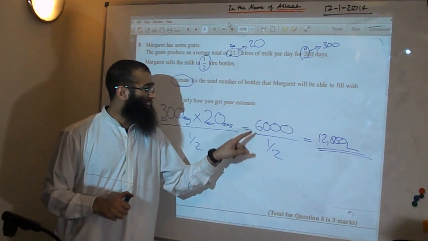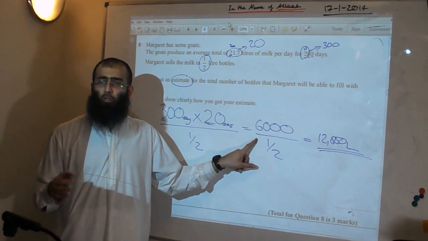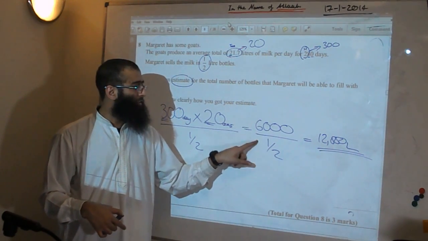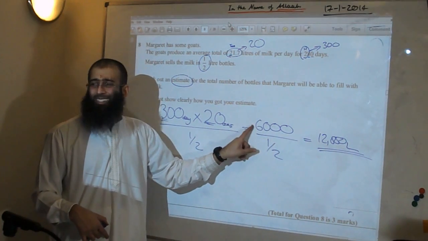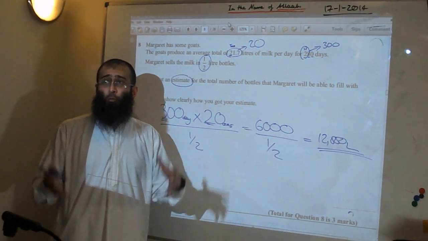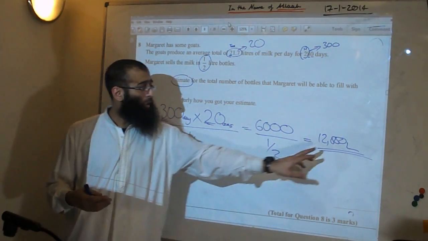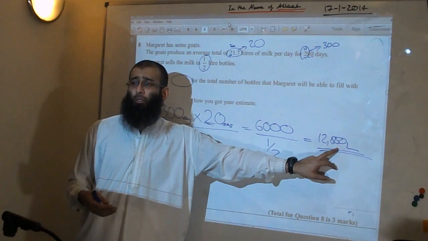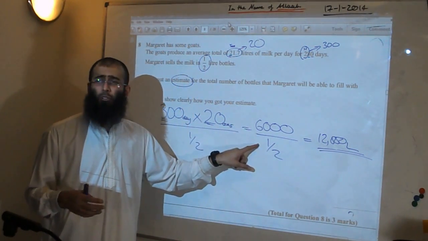When you've got 6,000 divided by half, we're not dividing it by 2. Most students' response in the examination is that 6,000 divided by half is 3,000. And that's wrong. This is saying 6,000 divided into halves. How many half pieces would you have? If you had 6,000 cakes and you divided them into half pieces, you would have how many pieces? 12,000.